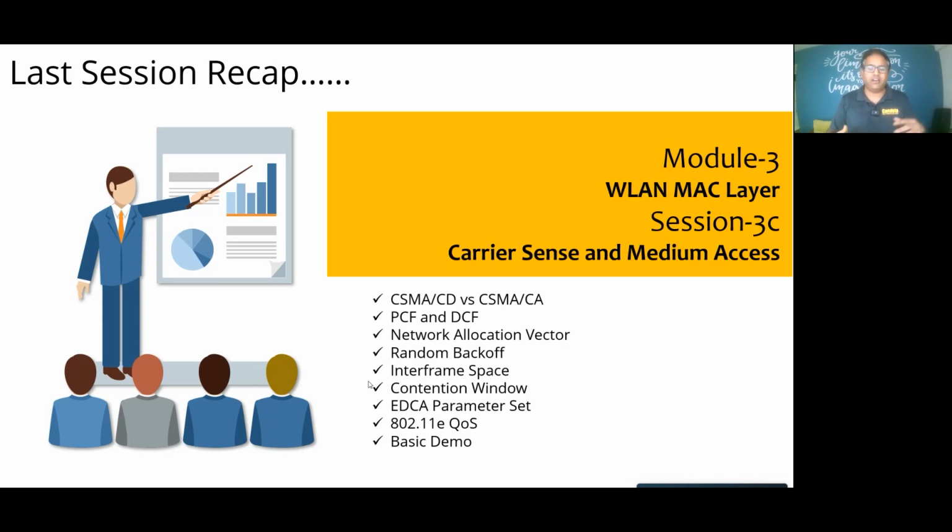And what kind of interframe space and contention window each access category needs to pick is determined by the access point, and that is advertised as a part of the EDCA parameter set that is part of the beacon frame inside the access point. So we talked about that, we showed that in the capture files, and then we also did a basic demo of how QoS works and how different traffic categories get different amounts of throughput and priority. So that was the last session, and if anyone missed the session, all the videos and everything are already uploaded, so you can certainly go back and look at that.